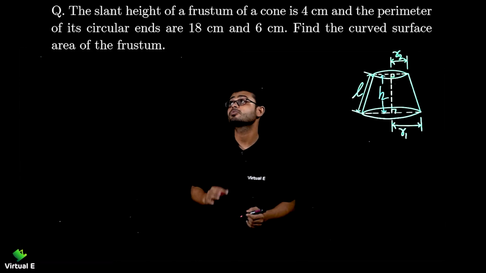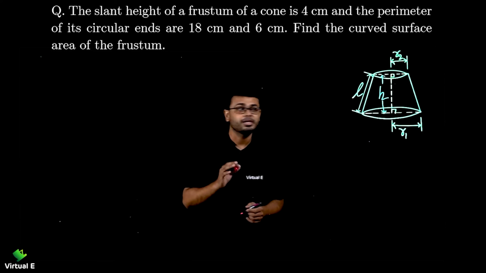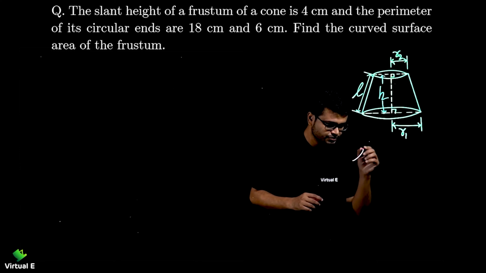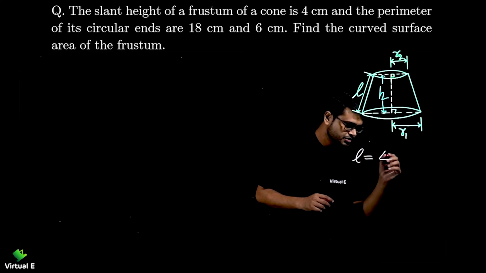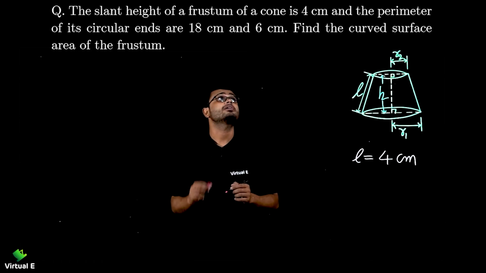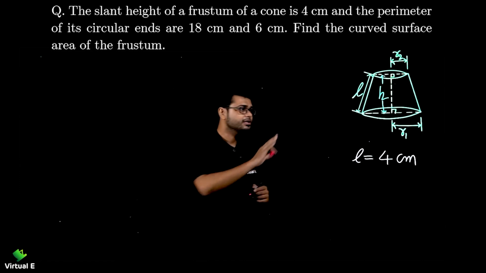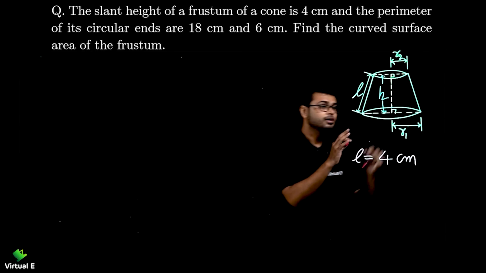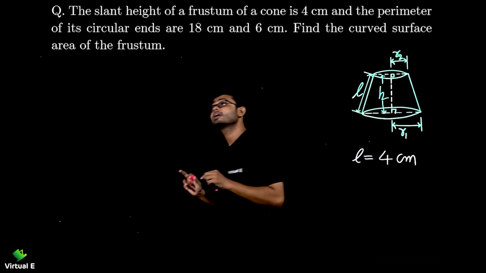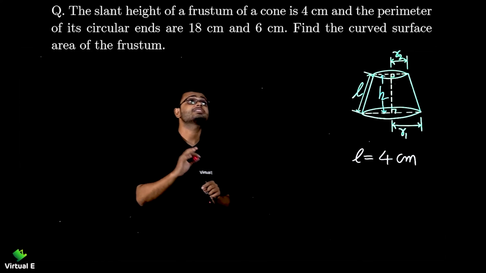Let's discuss one more question. The slant height of a cone is 4 centimeter. So L is given over here. Slant height, not H. Don't get confused. It is L, which is 4 centimeter. And the perimeter of its circular ends are given, not the radius, right, which is 18 centimeter and 6 centimeter. Find the CSA of the frustum.